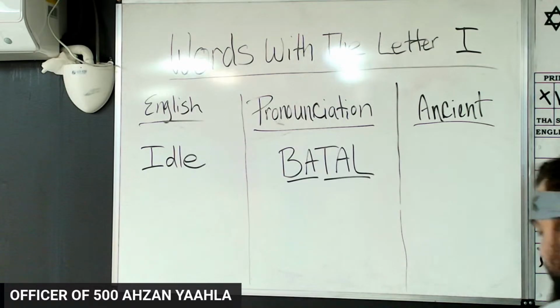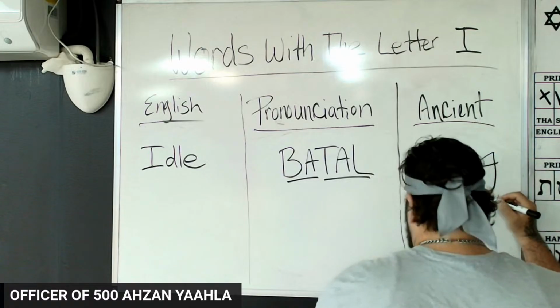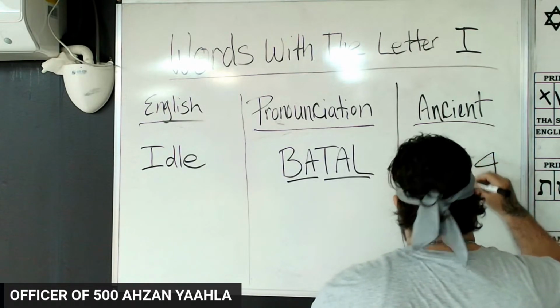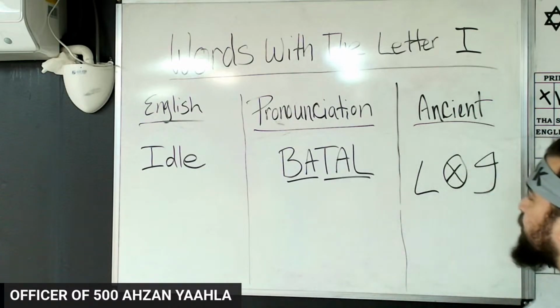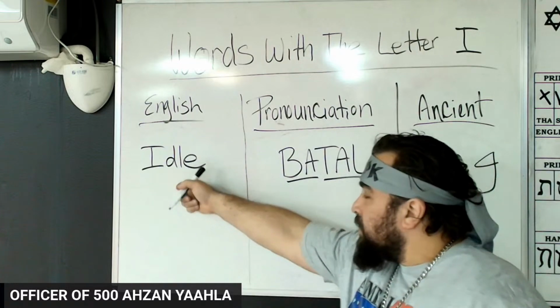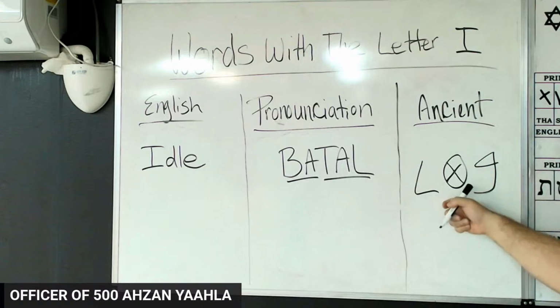All right, I'm gonna write it in the ancient. All right. So that's how you write it in ancient. Idle in English is batal in the Hebrew. And that's how you'll write it.